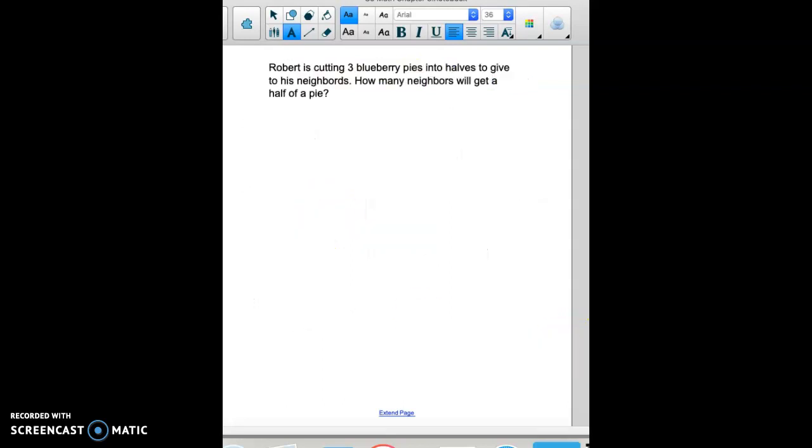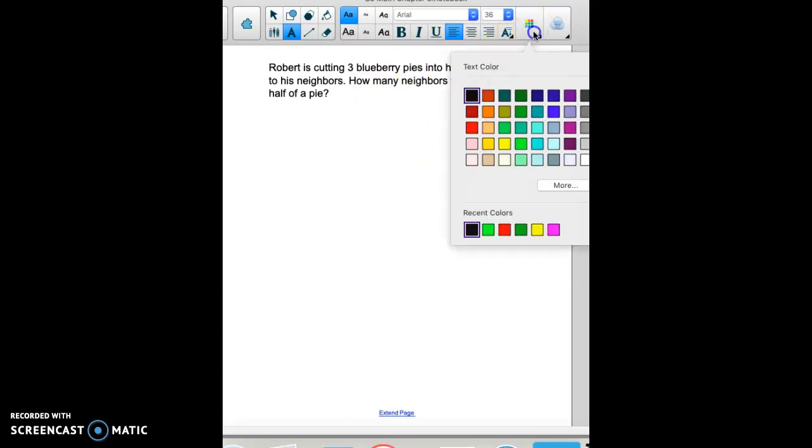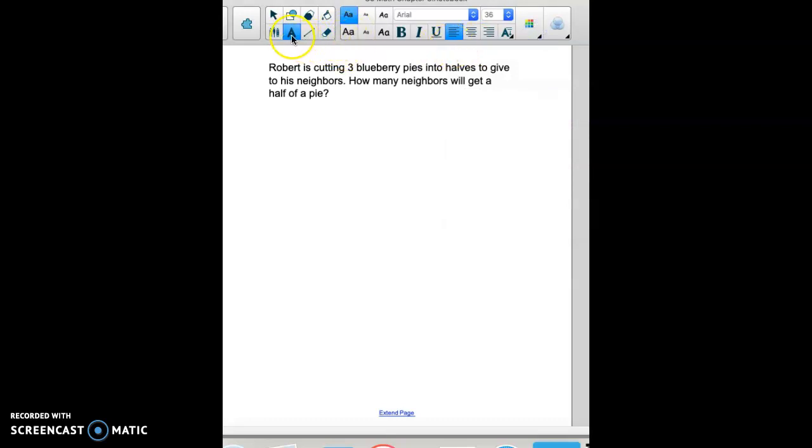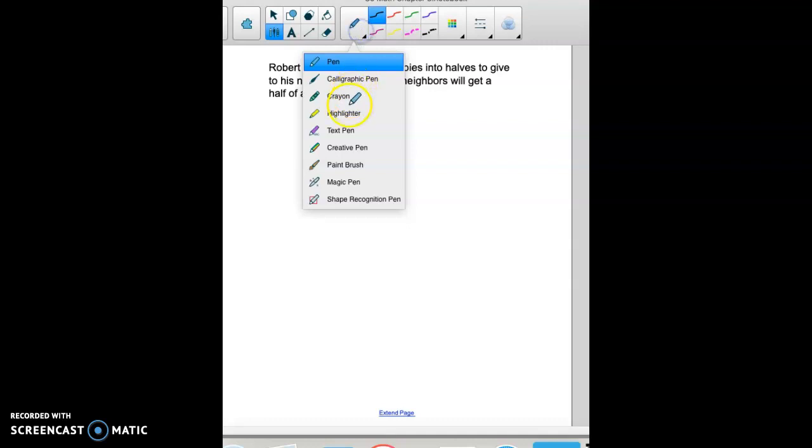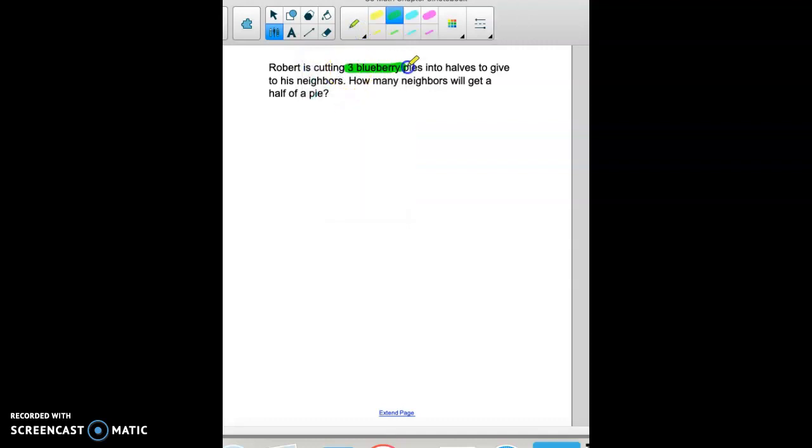We're going to try one more. Robert is cutting 3 blueberry pies into halves to give to his neighbors. How many neighbors will get half of a pie? Okay, so what do we know? We know that Robert is cutting 3 blueberry pies. That's how much he has. He has his 3 blueberry pies, and he's cutting them into halves to give to his neighbors. How many neighbors will get half of a pie?